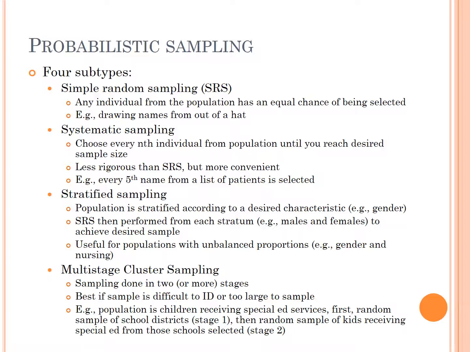This is a list of the 4 subtypes of probabilistic sampling with a brief definition and a brief example for your reference. In the next lesson, we will go over non-probabilistic sampling.